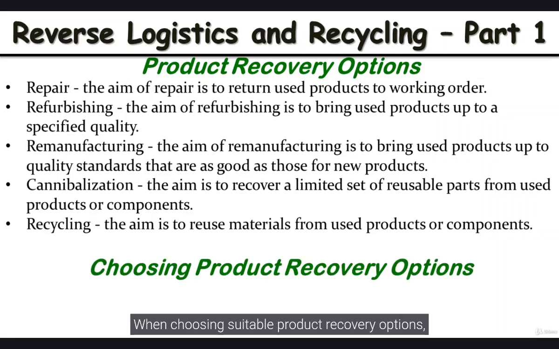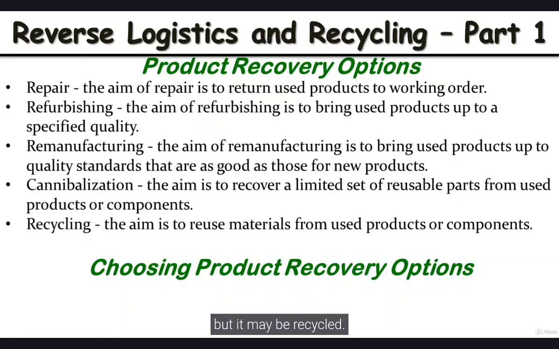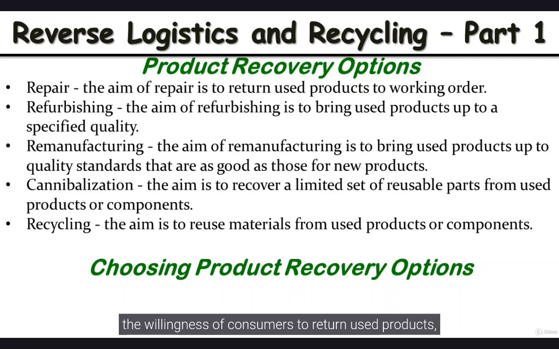When choosing suitable product recovery options, several factors need to be considered. First, not all used products are technically suitable for reuse, repair, and remanufacture or recycling. For example, food packaging may not be suitable for reuse, but it may be recycled. Second, there is a need to investigate if there is a constant supply of suitable used products and components. This depends on the efficiency of the product return logistics flow, the willingness of consumers to return used products, as well as the quality of the returned product.